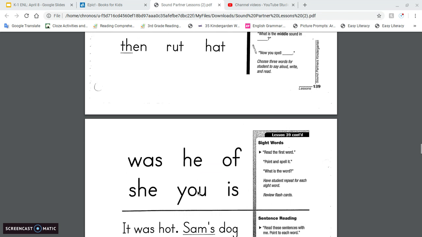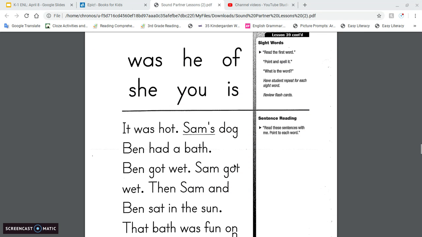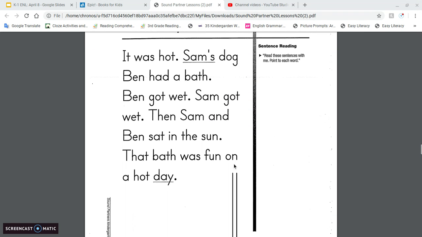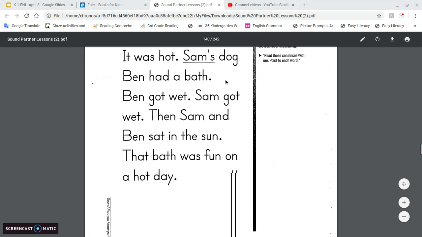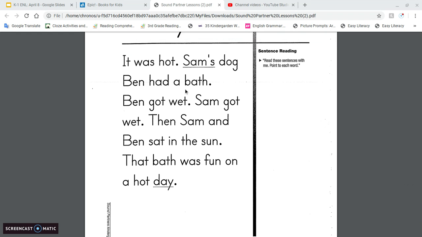Alrighty. Sight words. Okay, again, they just want you to point and say the words. I usually run through this about 3 times, but that's up to your child and what they know. So you could do it 5 times. You could do it 10 times. It's up to you. So was, he, of, she, you, is. Okay, and then doing sentence reading. Again, the underlined word is supposed to be the adult's word, but if your child knows it, by all means, have them read it.